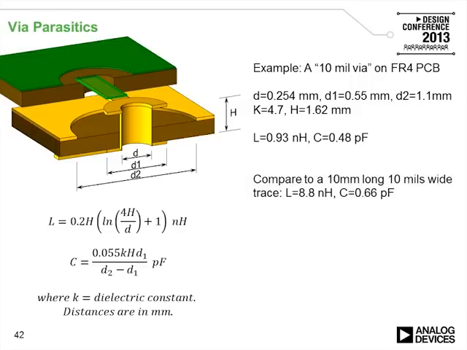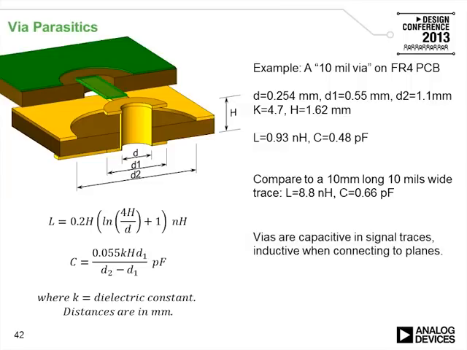Compare this to a 10 millimeter long, 10 mil wide trace. The inductance of a via is only 1/10, and the capacitance of a via is a little bit less than that of a trace, but not so much. So capacitance predominates in this case. Make a note that vias are capacitive in signal traces and inductive when you're connecting the vias directly to planes. Vias are usually invisible to signals below 1 gigahertz, so one doesn't really need to be worried so much about them.